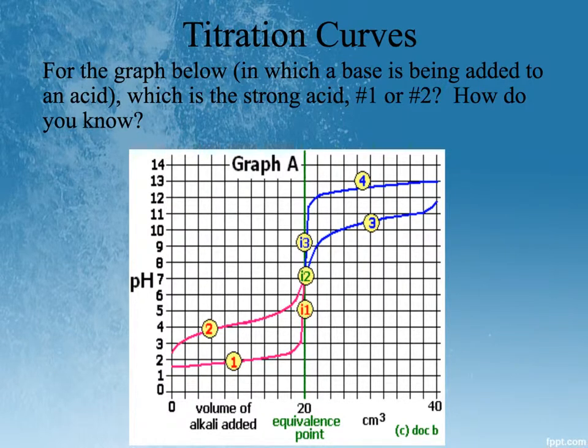So you have to see if it's strong acid, strong base, then it's going to be 7. If it's a weak acid, strong base, it's going to be slightly above 7. If it's a strong acid and a weak base, it's going to be slightly below 7. So getting back to this question, which is the strong acid, number 1 or number 2? And you will see on the next slide.